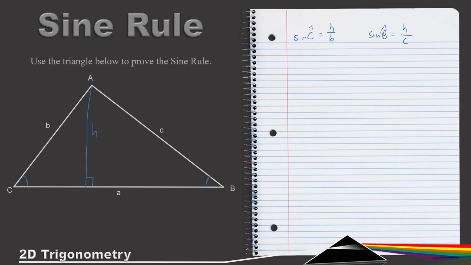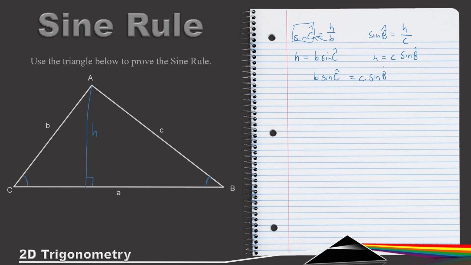Now I've got these two relationships, and we can see that H is common in both of them. So I'm going to solve for H. We're going to use cross multiplication, so I'm just going to multiply this B up with sine C. So H is equal to B sine angle C, and do the same here. H is equal to C sine angle B. Now if H is equal to this and H is equal to this, then it means these two are equal to each other. So B sine C is equal to C sine B.